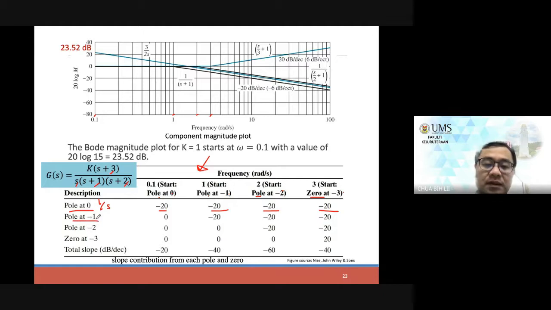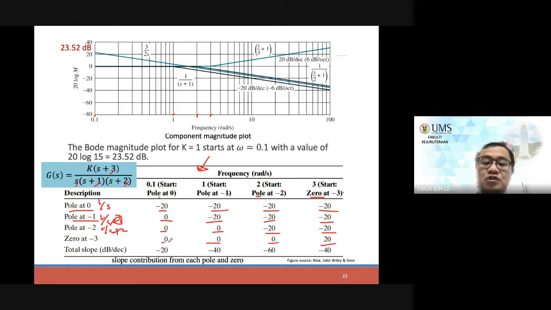Then for the pole at frequency 1, this is 1 over s plus 1. The break frequency starts at 1, meaning it will only start to go minus 20 at 1. So after 1, minus 20, minus 20, minus 20, and at low frequency, 0. For the pole at 2, 1 over s plus 2, same thing: it starts to have gradient minus 20 at 2, and the rest is 0. Whereas for the zero at 3, it will increase by 20 only from frequency 3, and the rest is 0.